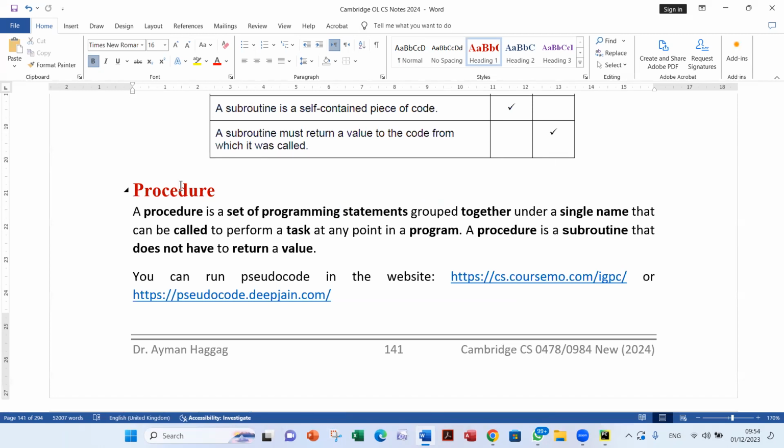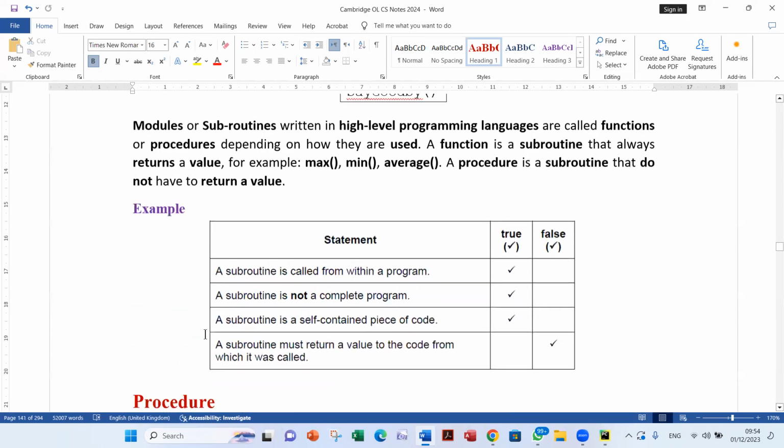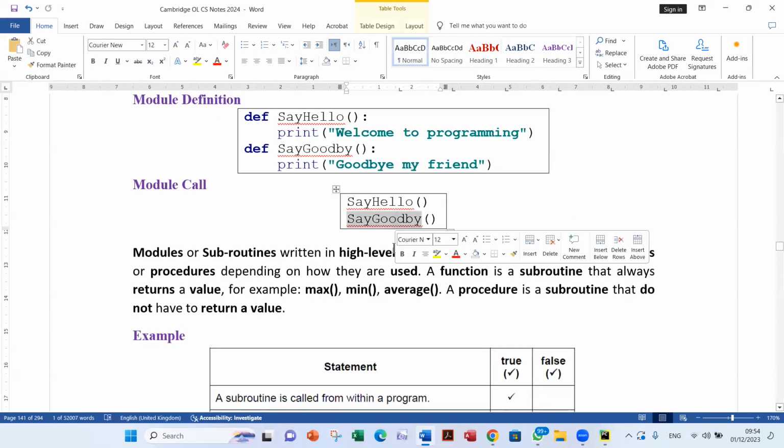So now you have to know that a subroutine could be a function or could be a procedure. A subroutine as a function always returns a value. A subroutine as a procedure does not have to return. Let us go through this example because it tests your knowledge, how accurate it is. A subroutine is called from within a program. I hope now you understand what is meant by being called.